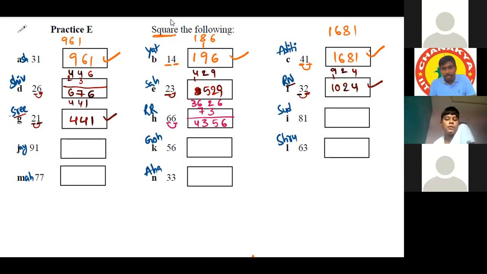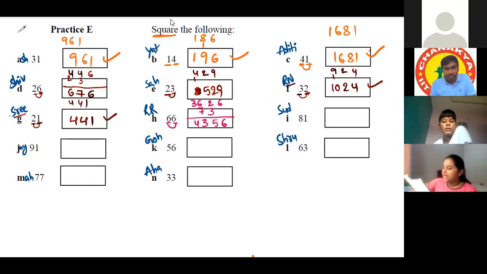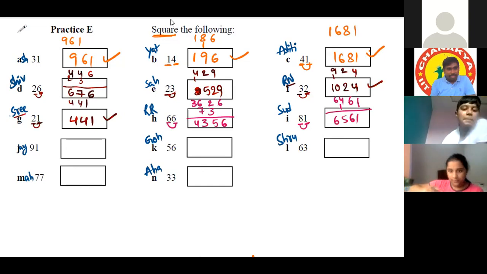Sudisha. Sir, 8 duplex is 64. Then duplex of 81 is 16. Then 1 duplex is 1. So the answer is going to be 6,561. Correct.